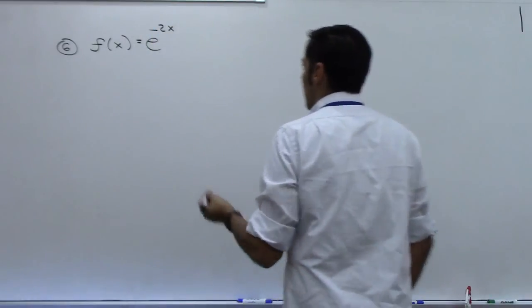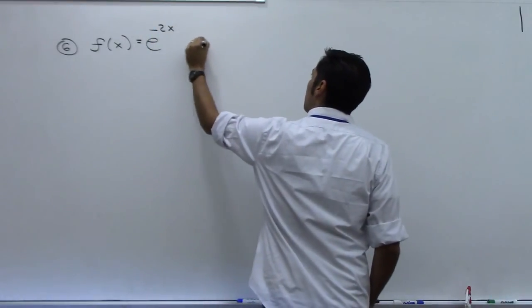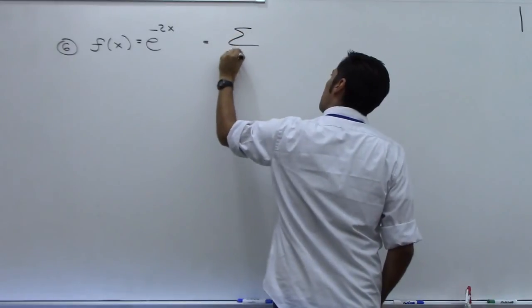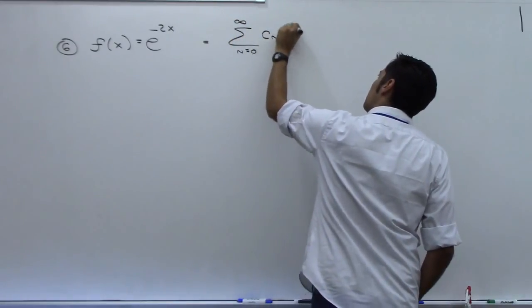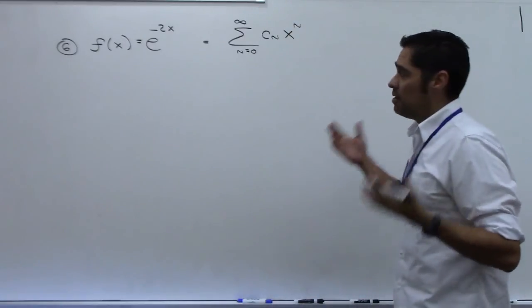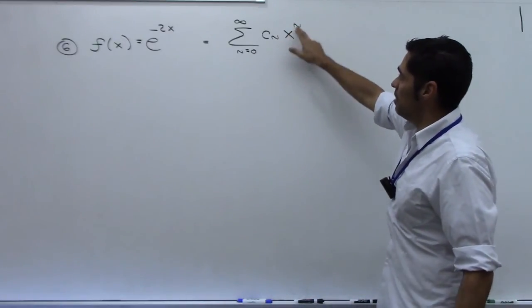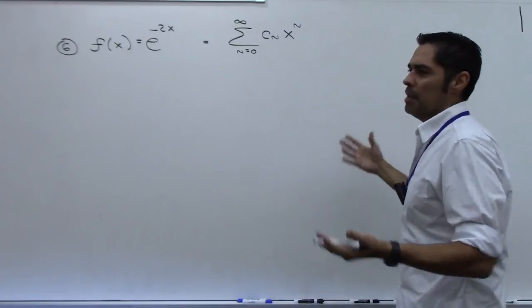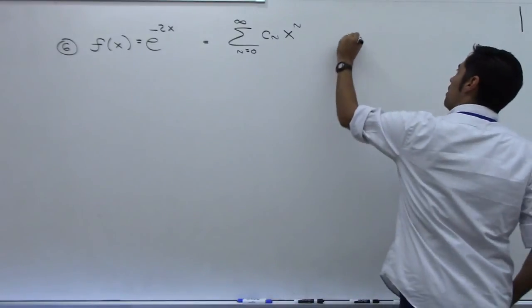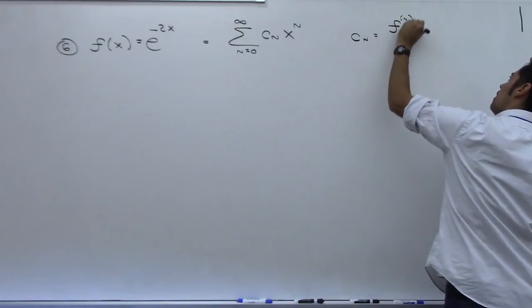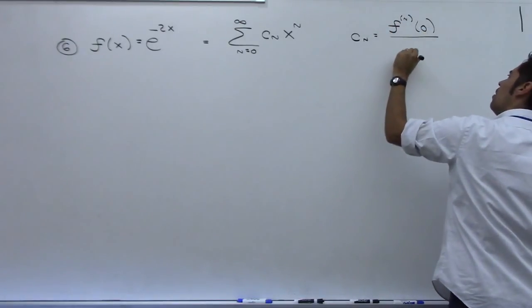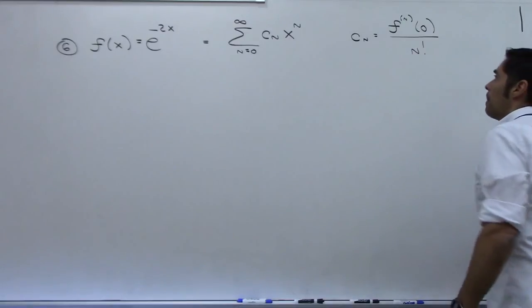And so again, we should be able to rewrite this as sum n equals 0 to infinity c sub n x to the n, because it's a Maclaurin series. We have just x to the n, not x minus a. Well, we do, but a is 0. And our c sub n's will be equal to the nth derivative of the function at 0 over n factorial.